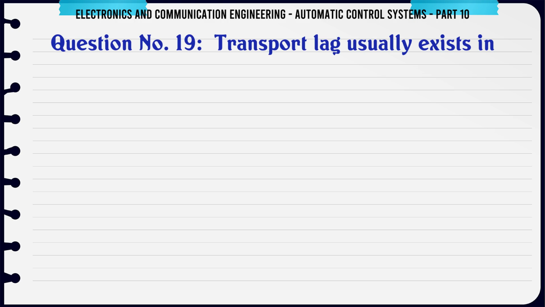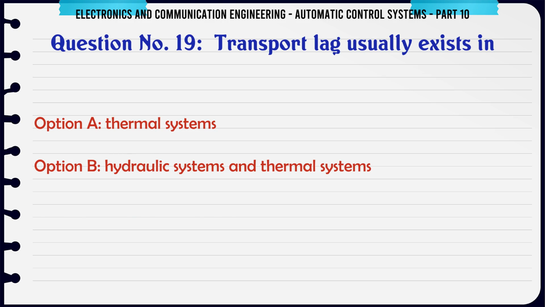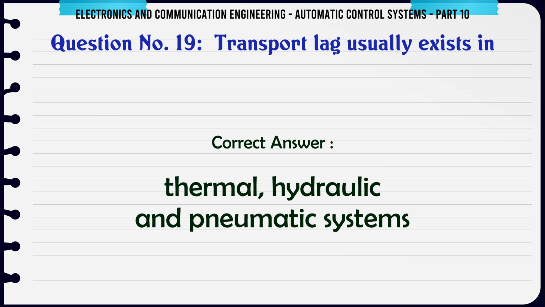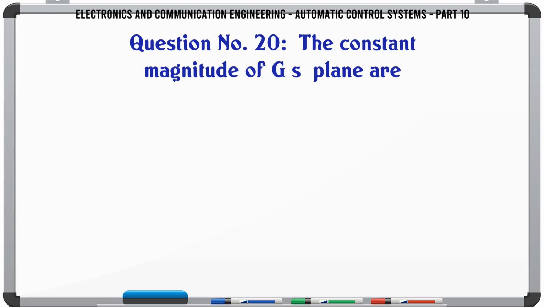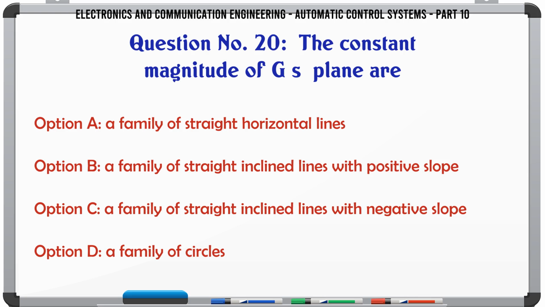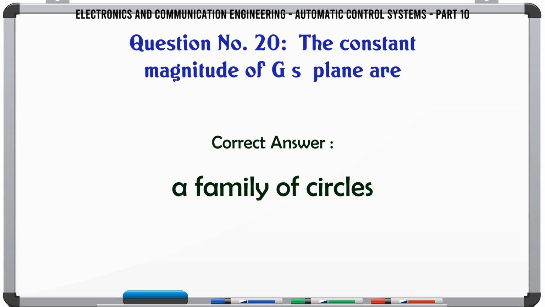Transport lag usually exists in A, thermal systems, B, hydraulic systems and thermal systems, C, pneumatic systems, D, thermal, hydraulic and pneumatic systems. The correct answer is thermal, hydraulic and pneumatic systems. The constant magnitude loci of G(s) plane are A, a family of straight horizontal lines, B, a family of straight inclined lines with positive slope, C, a family of straight inclined lines with negative slope, D, a family of circles. The correct answer is a family of circles.